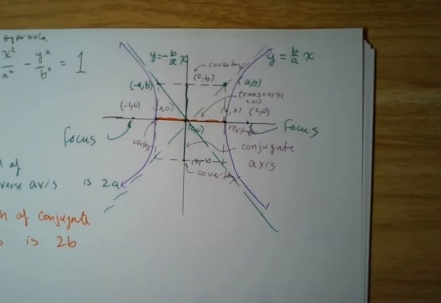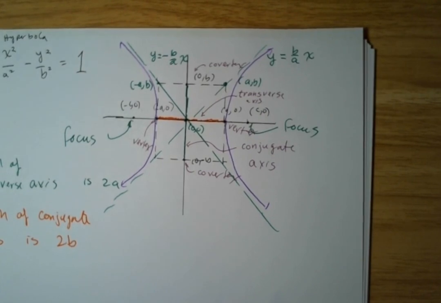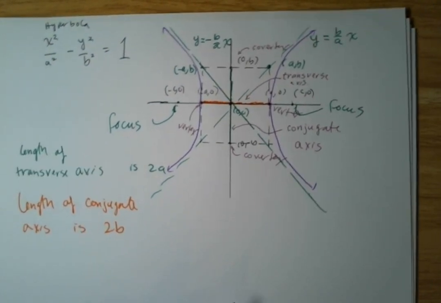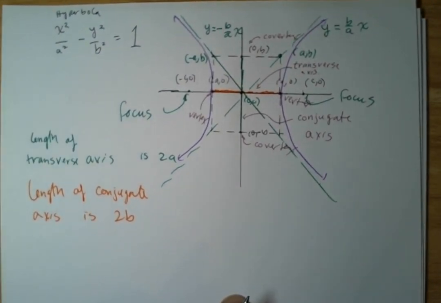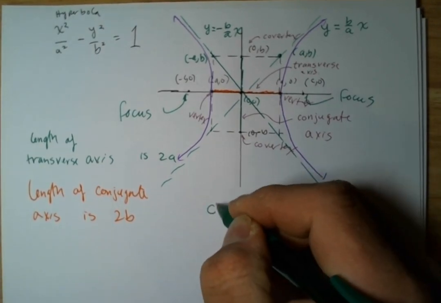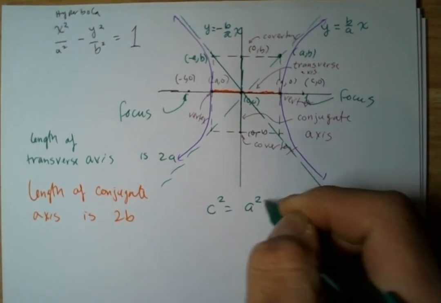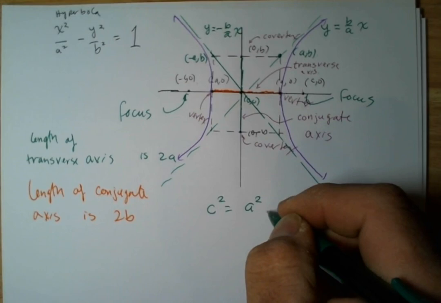And same as before, we have a way to connect the a, b, and c. For this particular hyperbola, c squared is going to be a squared plus b squared.